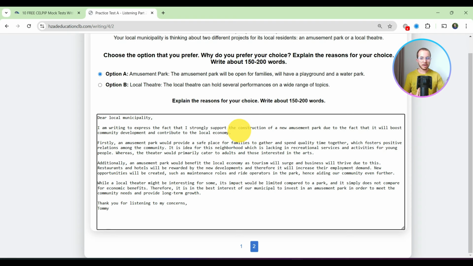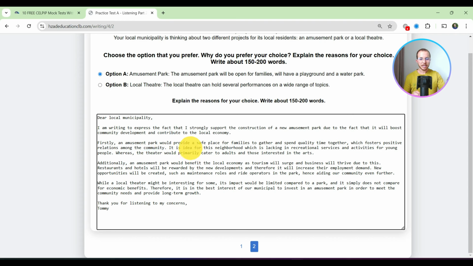Let's get into body paragraph 1. Firstly, an amusement park would provide a safe place for families to gather and spend quality time together, which fosters positive relations among the community. All right, you'll note that in this paragraph, I use the word would a lot, and that's because we're talking about a future hypothetical, something that might happen. So it's a really key word to be using here. But I used some other vocab, like foster relationships, community, and more.